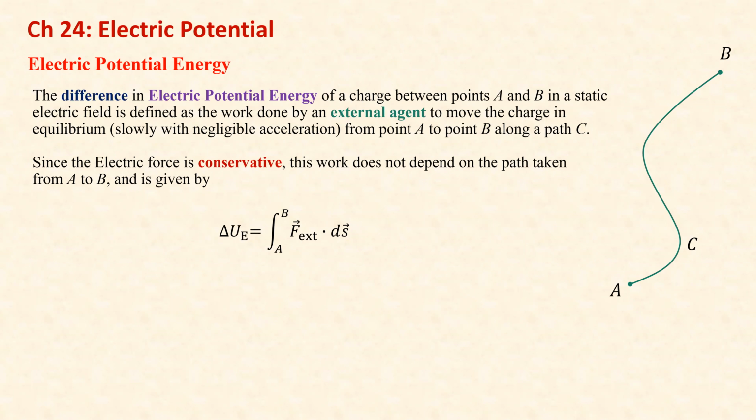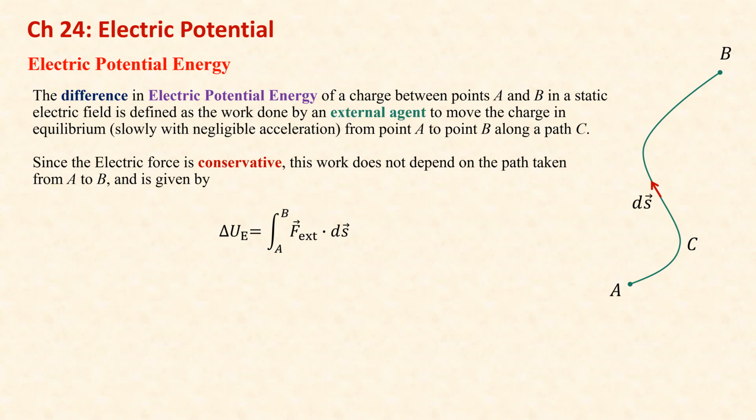All right, so we define the change because for electric potential energy it doesn't matter how much it is at a point, only the difference matters. So this is very similar to the way we define gravitational potential energy in mechanics. Again, that is also the integral of F external dot ds from A to B over a path. All right, any questions about that? Okay, so this is the way it is defined.